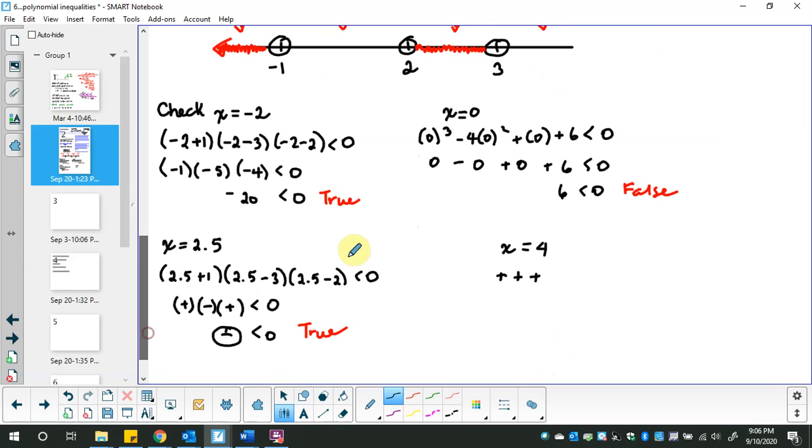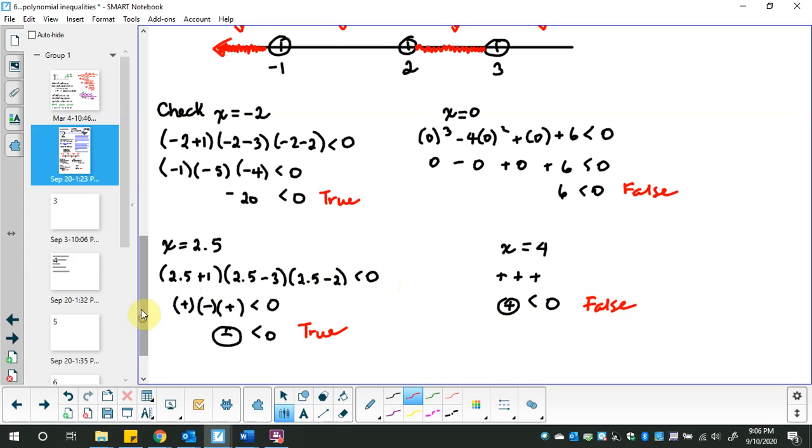And if I were to take a positive multiplied by a positive multiplied by a positive, I would get a positive answer, and I have to figure out if that positive answer is less than 0, whether it makes a true or a false statement. So positives are less than 0. No, that's not true. So it's false, and I don't get to color in anything at all.